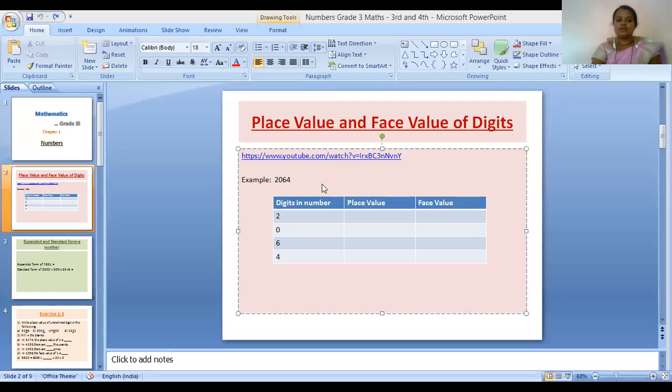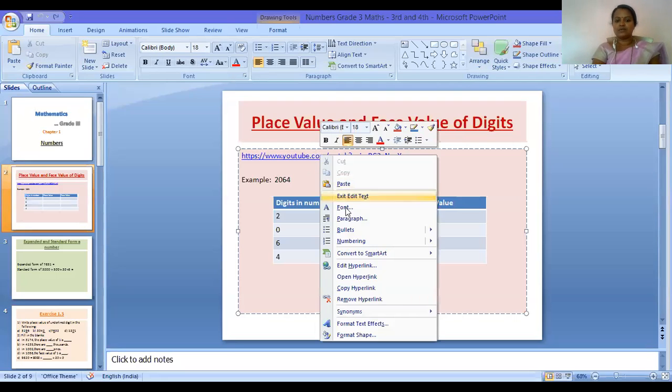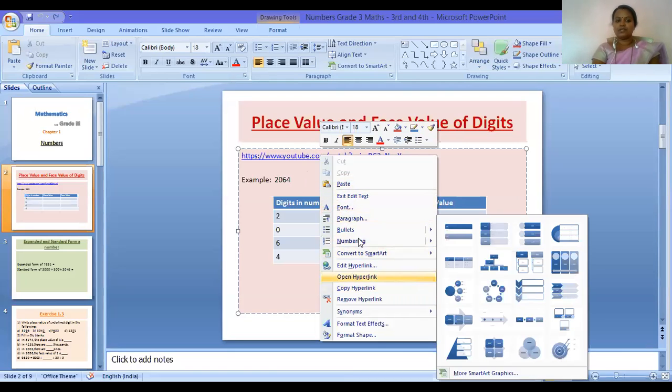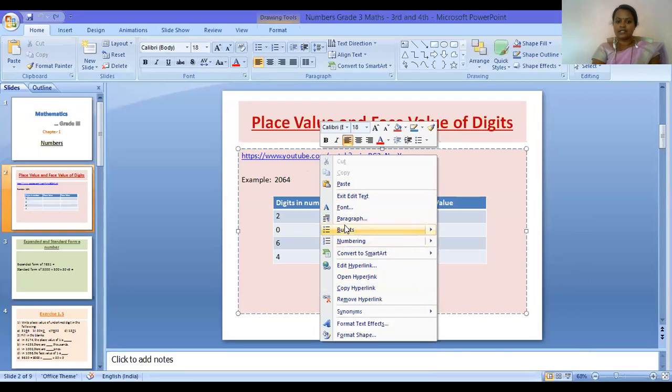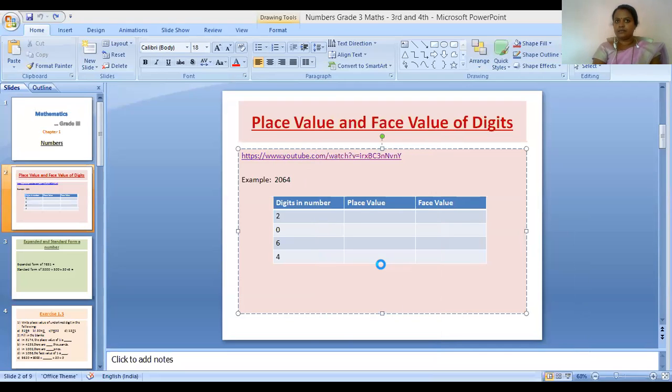So place value and the face value of the digits. In this chapter we are going to learn about the face value as well as the place values. In the previous classes you have learned up to two-digit numbers, how they form the place values, or the three-digit numbers too. Today we are going to learn many other aspects of this topic also.